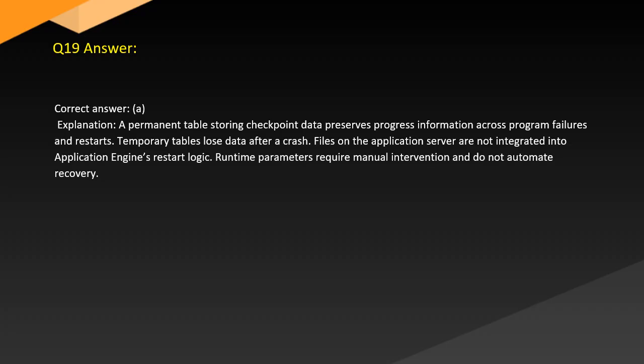Answer. Correct answer: A. Explanation. A permanent table storing checkpoint data preserves progress information across program failures and restarts. Temporary tables lose data after a crash. Files on the application server are not integrated into Application Engine's restart logic. Runtime parameters require manual intervention and do not automate recovery.